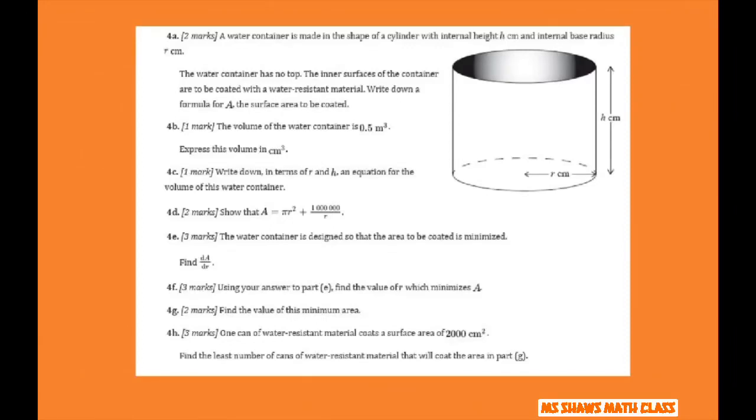Hi everyone. A water container is made in the shape of a cylinder with internal height h centimeters and internal base radius r centimeters. And we're going to answer all these questions here for Math IB practice for math studies.